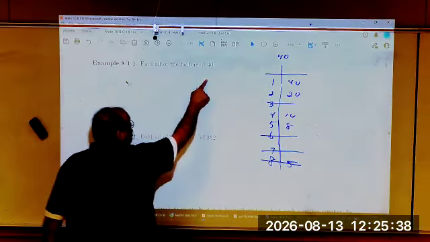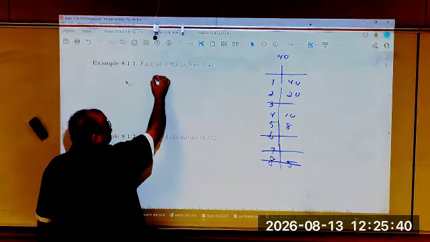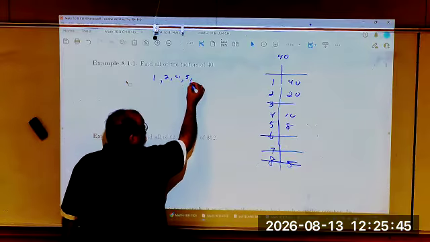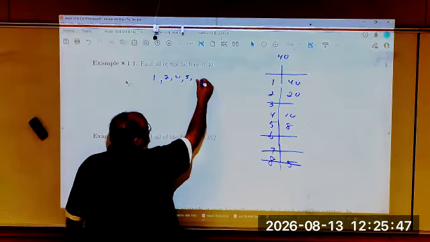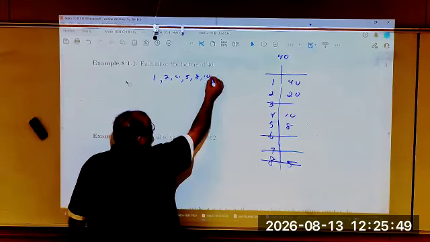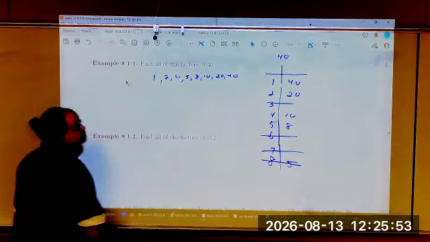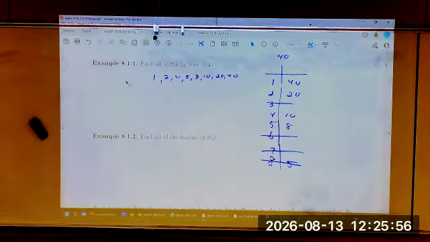So all of the factors of 40 in order: 1, 2, 4, 5, and then 8, and then 10, and then 20, and then 40. Those are all the factors of 40. Those are all the numbers that divide into 40 evenly.